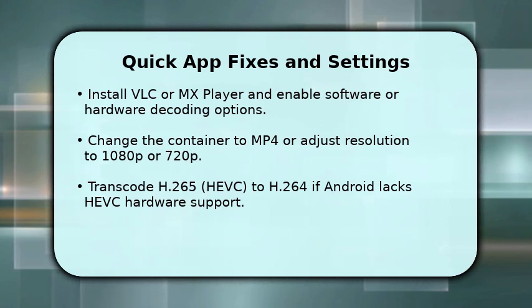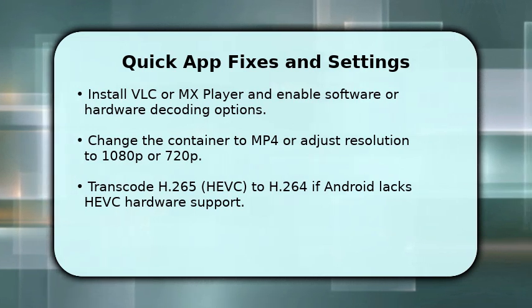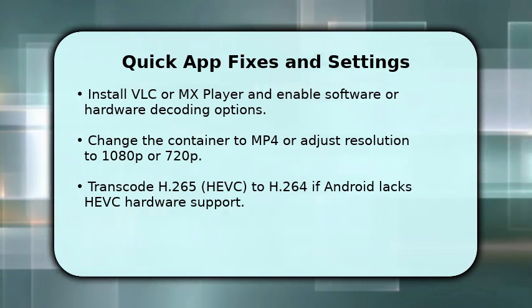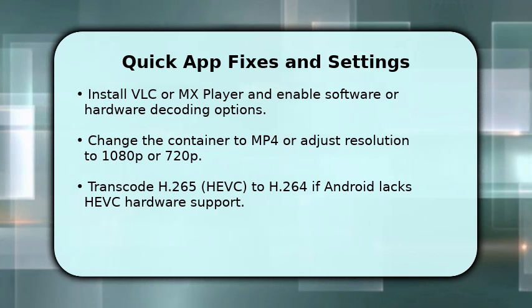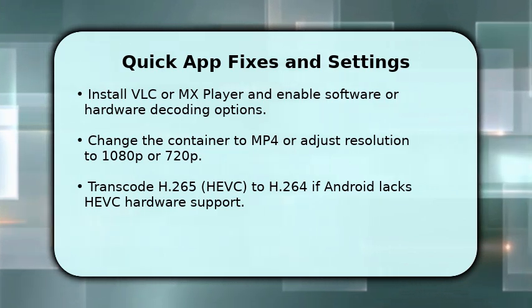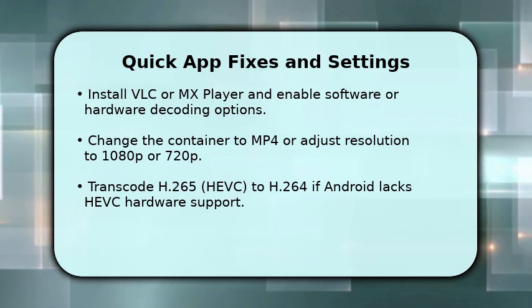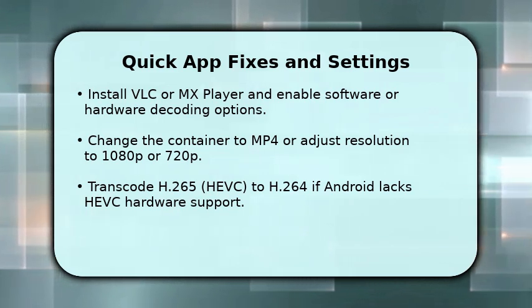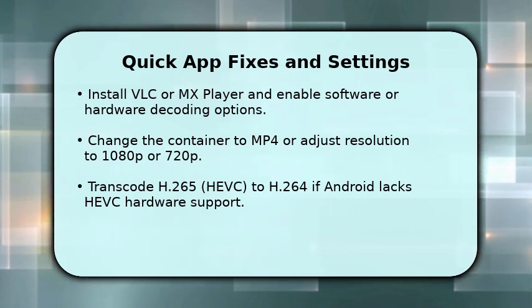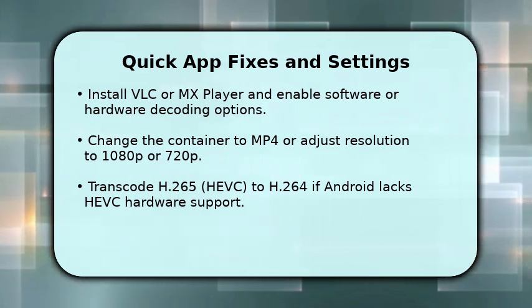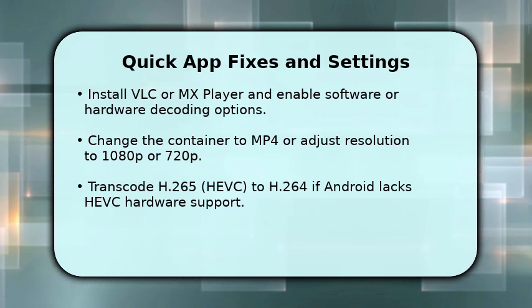Reduce resolution to 1080p or 720p and lower bitrate under 10 Mbps for older devices. Use an Android converter or move the file to a PC and transcode H265 to H264 with HandBrake. Confirm playback after each change to isolate the effective fix.